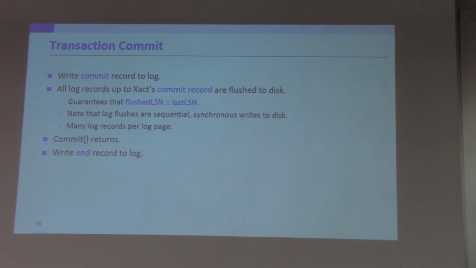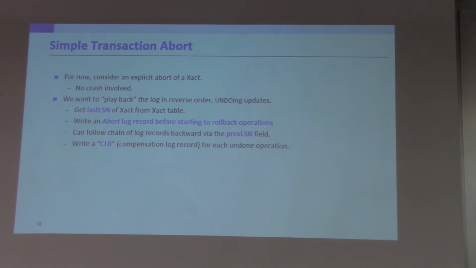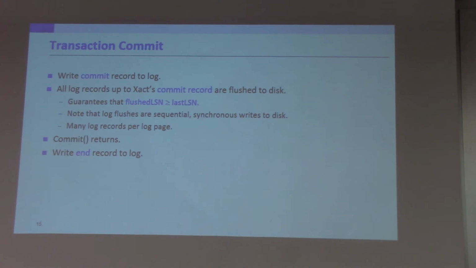Force means at the time of commit, you force all the dirty pages to disk. And when you finish that, meaning when you have ensured this condition is true, you return from the commit process. You write an END log record for that transaction. And that's the time you will remove that transaction from the transaction table. Before that, the status of that transaction in the transaction table is committing. Once you see the END record, the transaction is removed from the transaction table.